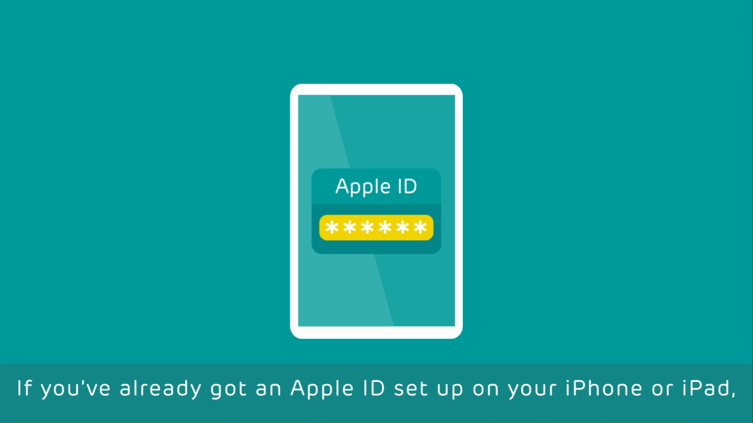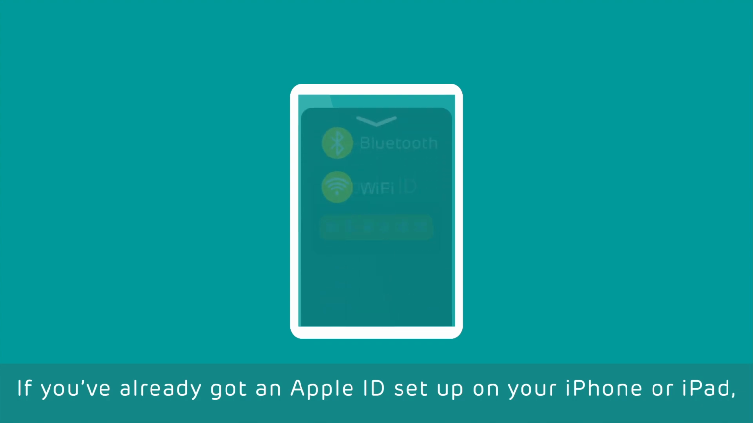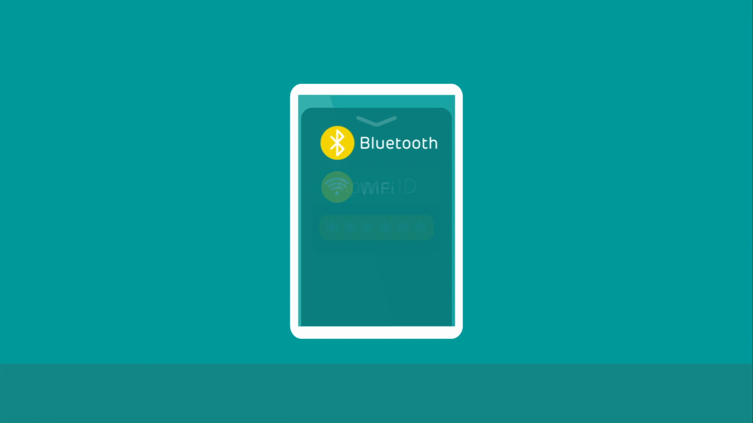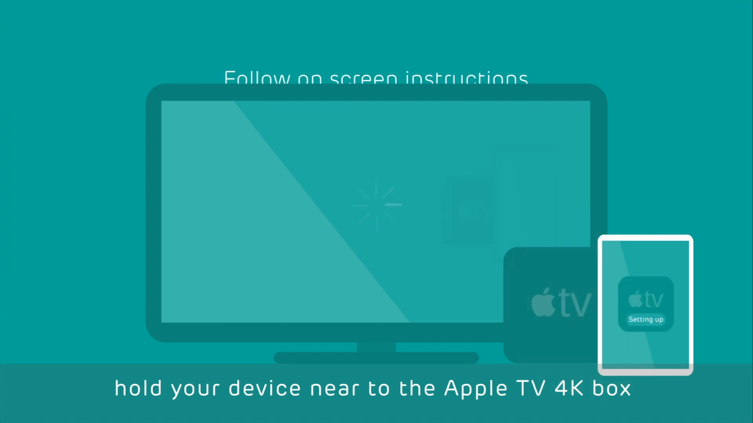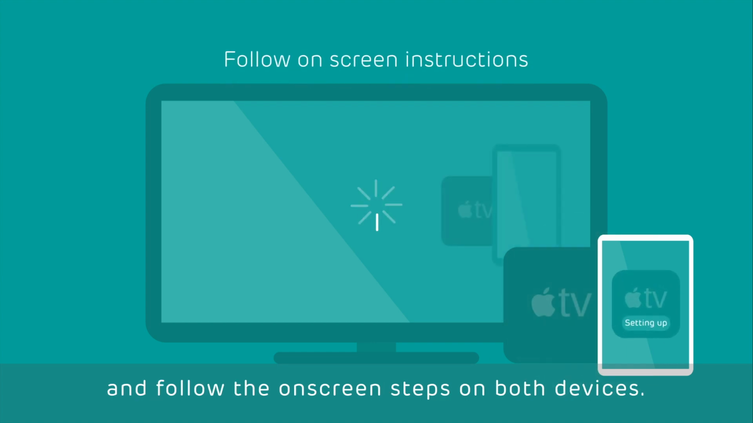If you've already got an Apple ID set up on your iPhone or iPad, simply turn on Bluetooth, connect to your Wi-Fi, hold your device near to the Apple TV 4K box, and follow the on-screen steps on both devices.